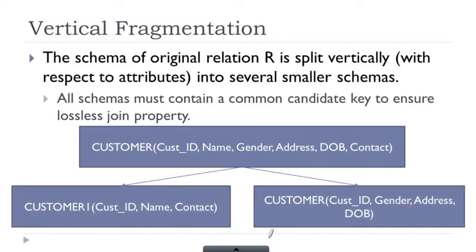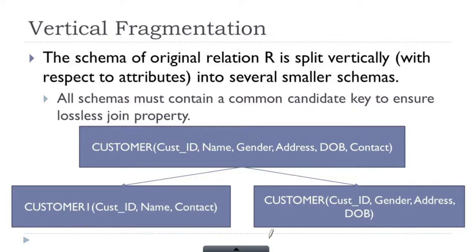Lossless join property, what is that? During the decomposition, we break a table in such a way that we want to retain the losslessness property. The reason why I break my table is to use it differently. I may use one fragment alone, or I may want to join these two relations back to get the original relation. So there are different requirements, and we must ensure the lossless join property.